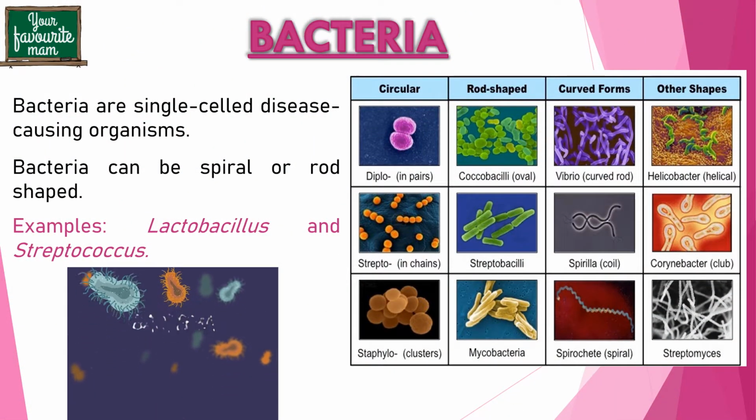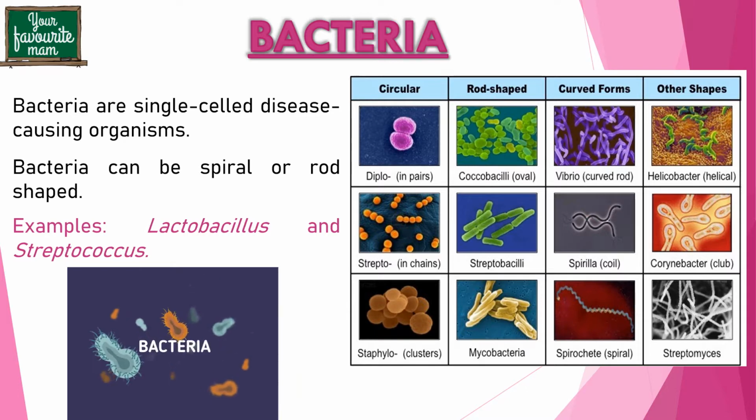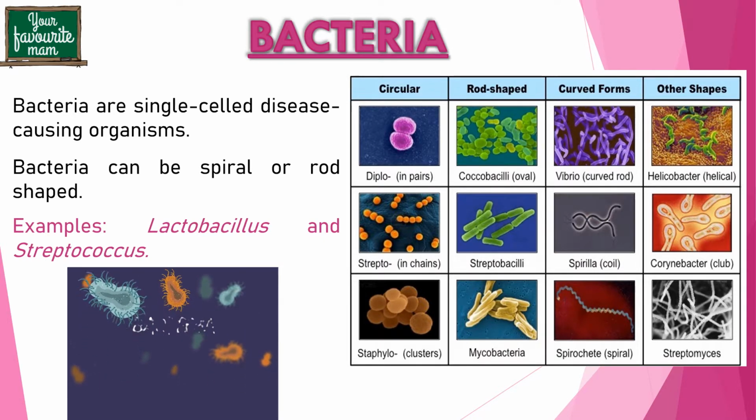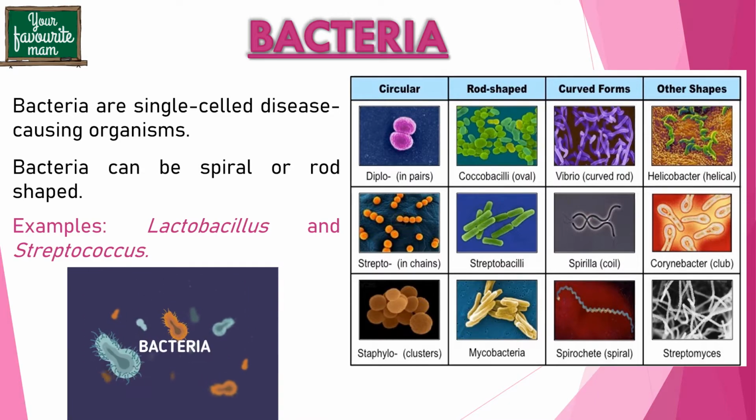Bacteria are single-celled disease-causing organisms. They are the smallest and the oldest organisms on our earth. They can be spiral or rod-shaped. Example, Lactobacillus, Streptococcus, Helicobacter. And they cause some diseases like typhoid and tuberculosis.